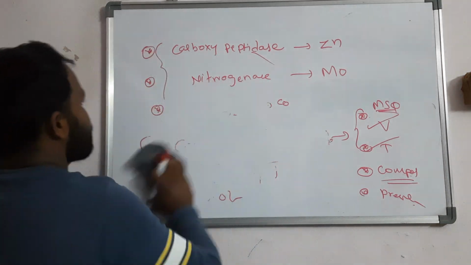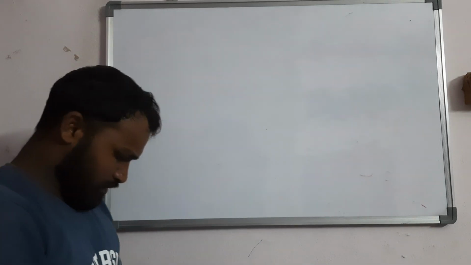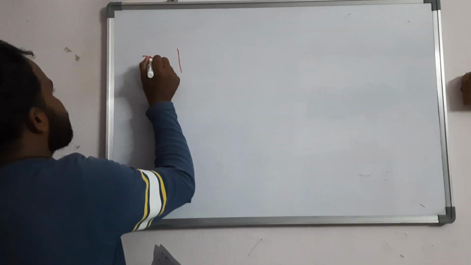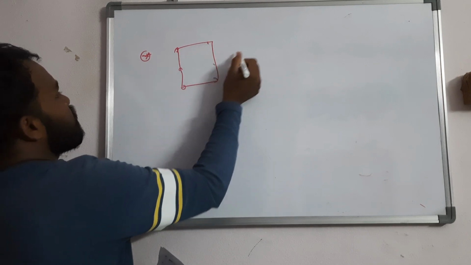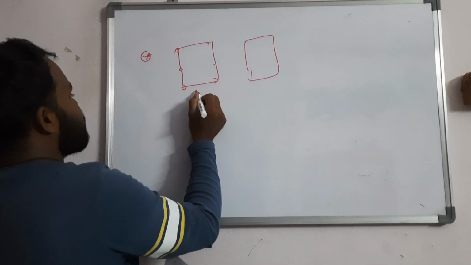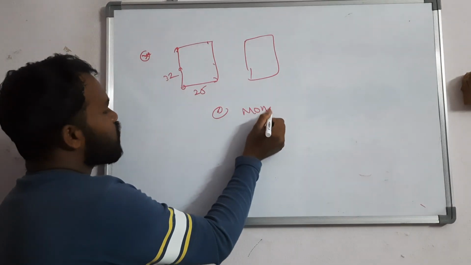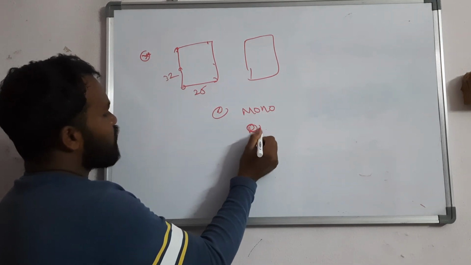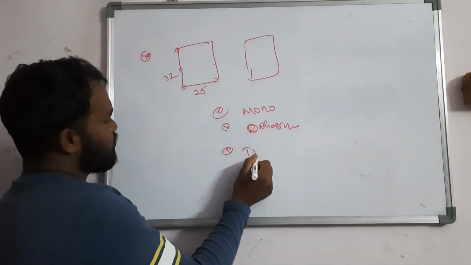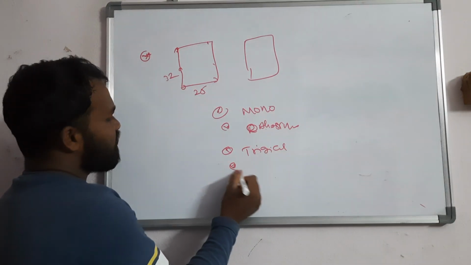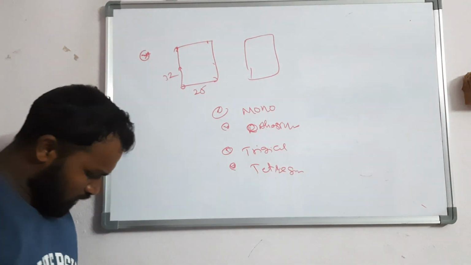Then the next question is something from solid state, something values they gave. These values are something like 25, 32, something. The options maybe they gave monoclinic, orthorhombic, triclinic, then tetragonal. I don't know exactly what the question is, unable to explain this question.